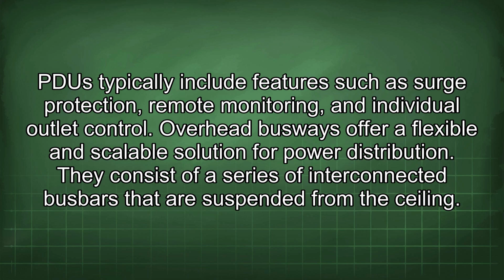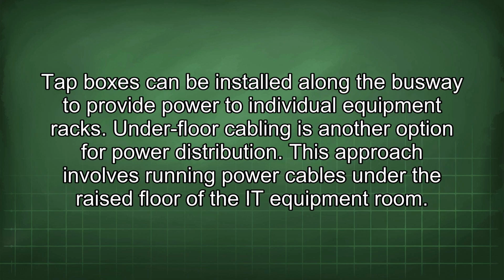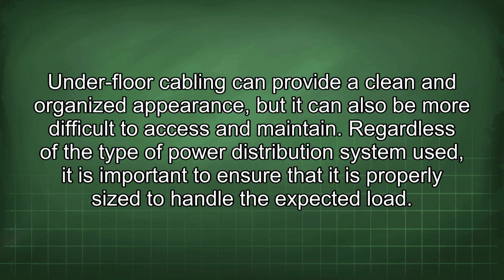Overhead busways offer a flexible and scalable solution for power distribution. They consist of a series of interconnected busbars that are suspended from the ceiling. Tap boxes can be installed along the busway to provide power to individual equipment racks. Underfloor cabling is another option for power distribution. This approach involves running power cables under the raised floor of the IT equipment room. Underfloor cabling can provide a clean and organized appearance, but it can also be more difficult to access and maintain.